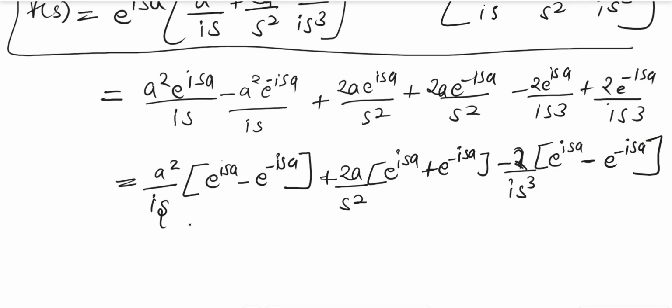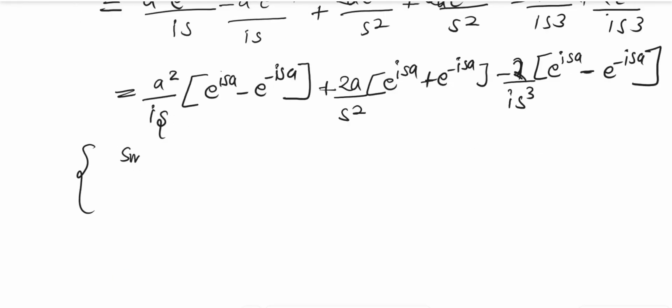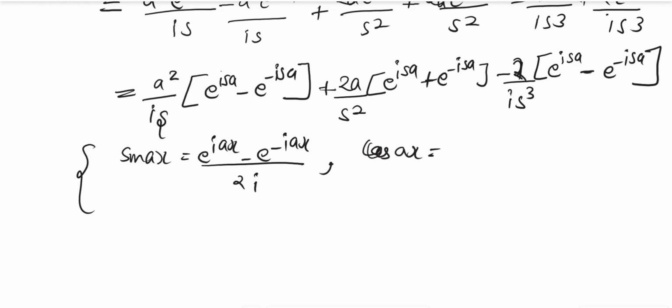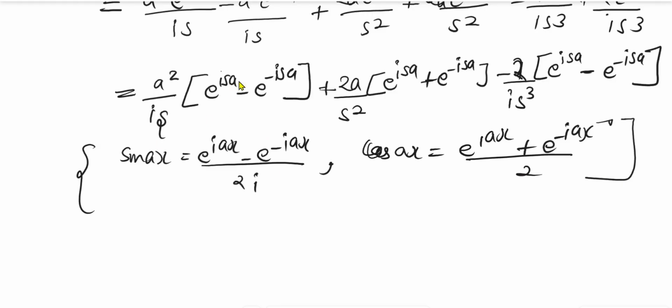Now we have the formula, that is sin ax is equal to e raised to the power iota ax minus e raised to the power minus iota ax divided by 2 iota, comma, cos ax is equal to e raised to the power iota ax plus e raised to the power minus iota ax divided by 2. For cos the denominator is only 2, and for sin the denominator is 2 iota. Now using this, e raised to the power iota sa minus e raised to the power minus iota sa is sin sa multiplied by 2 iota.